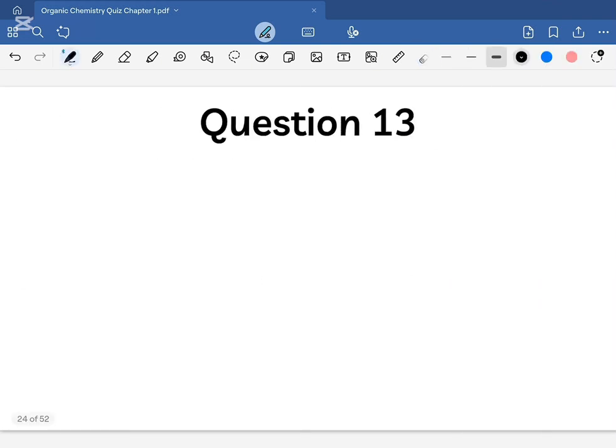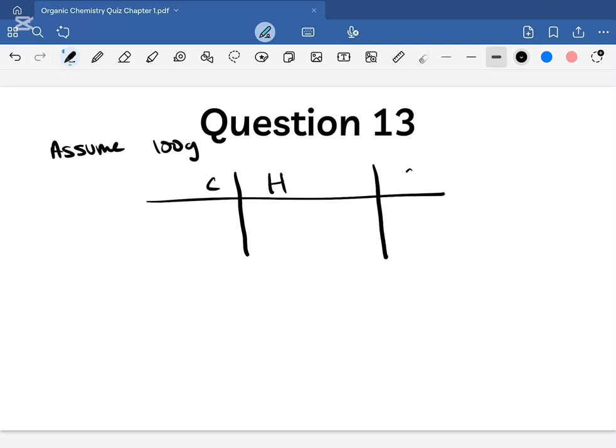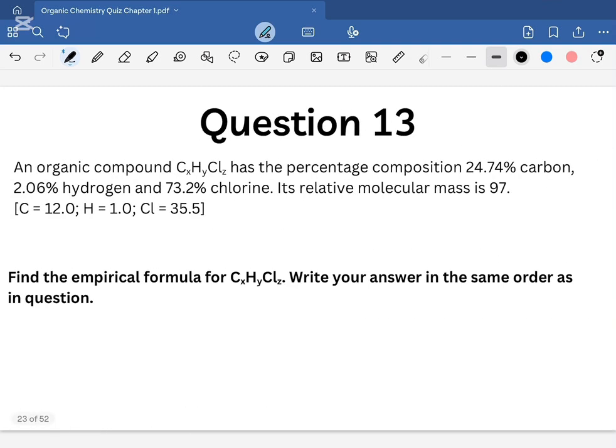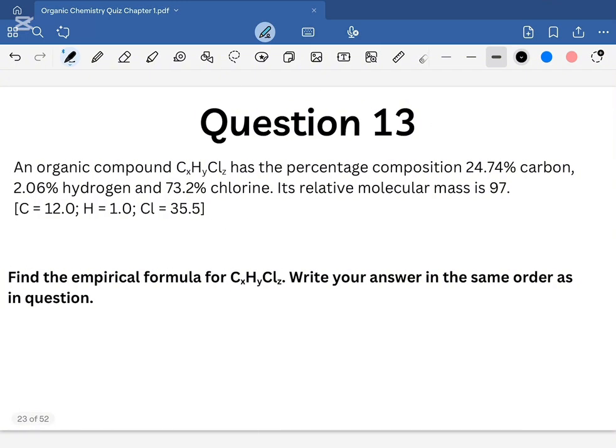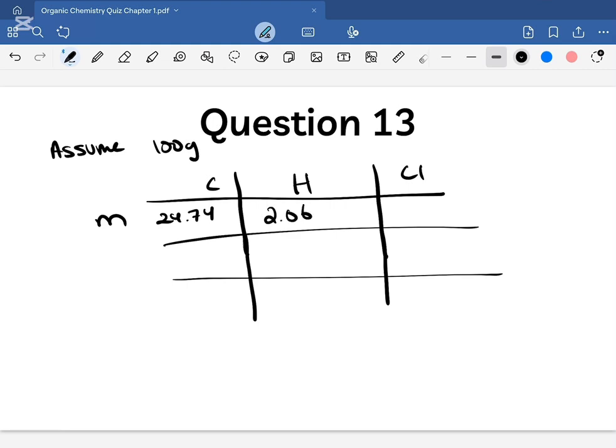So to find the empirical formula, first I'm going to assume 100 grams, and I'm going to put the carbon and the hydrogen and the Cl in a table. So after assuming 100 grams, I'm going to find the mass in 100 grams, and it's going to be the same as the percentage. So for carbon, we're going to have 24.74 grams. For the hydrogen, we're going to have 2.06 grams. And for the chlorine, we're going to have 73.2.